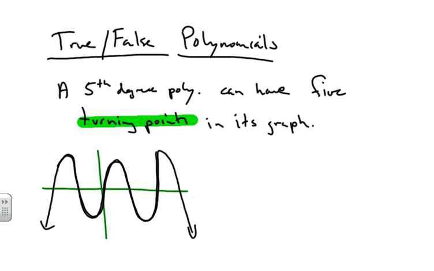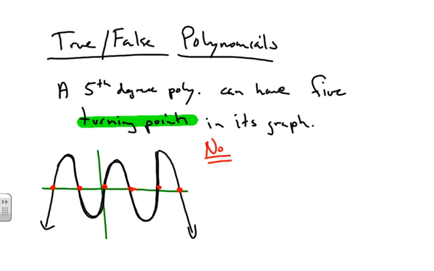Well, if you have a fifth degree with 5 turning points, let's count how many zeros it would have. 1, 2, 3, 4, 5, 6. It has 6. So a fifth degree polynomial, can it have 5 turning points? The answer is, well, I think no. That is false.